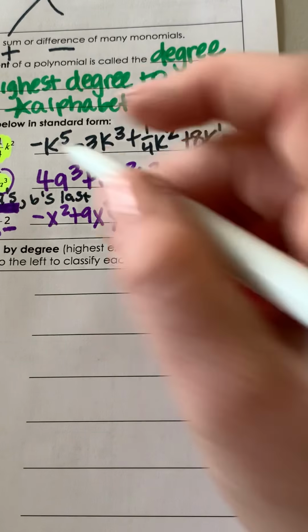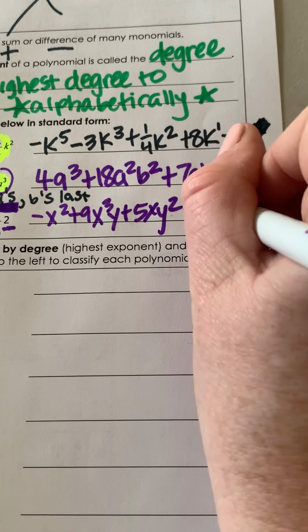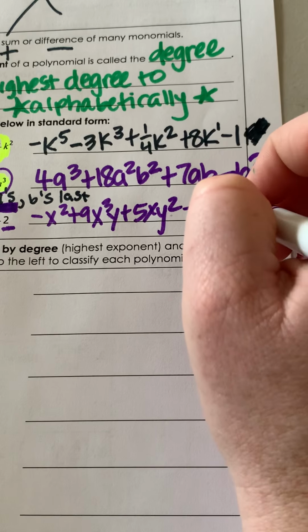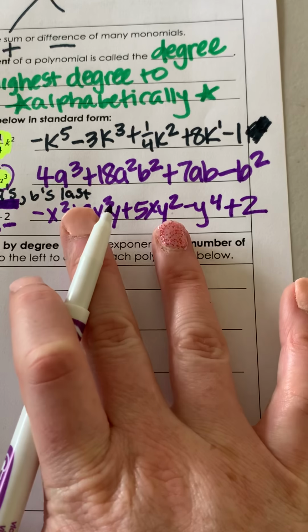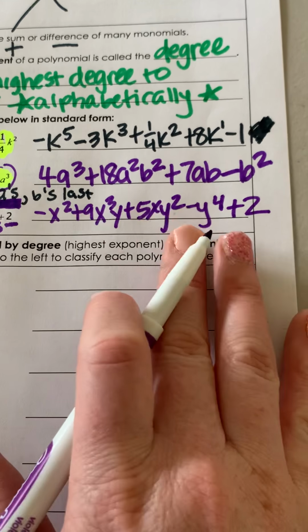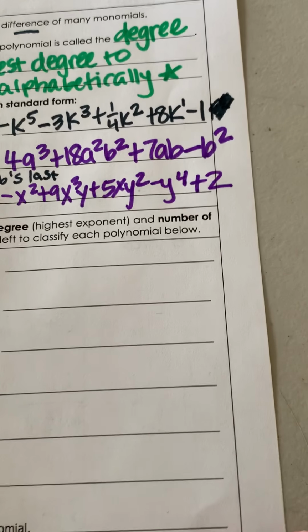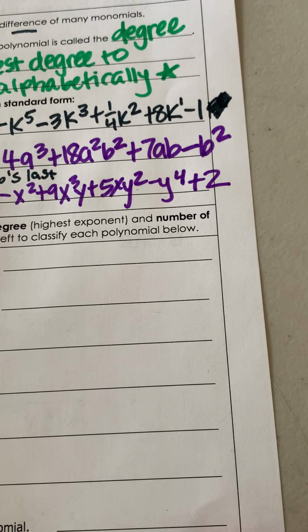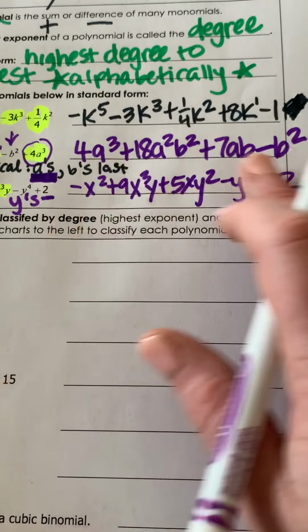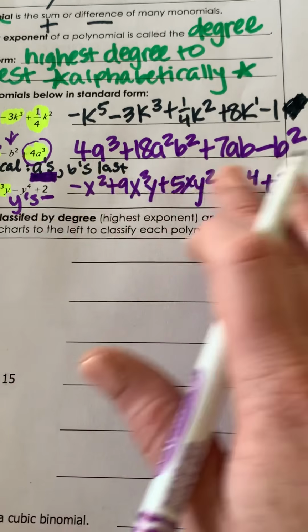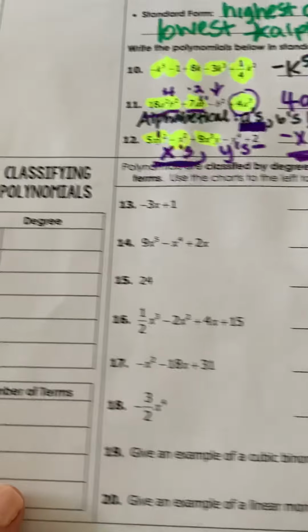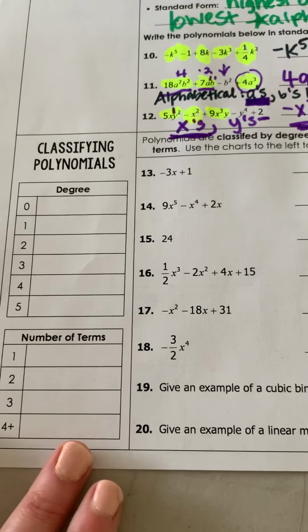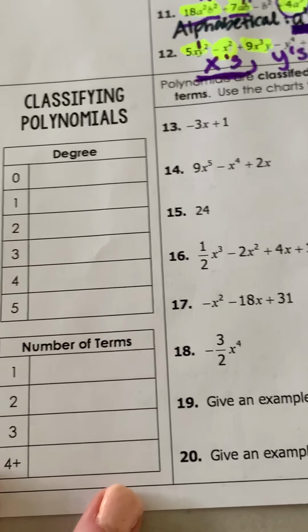Then I'm going to list the Y's, negative Y to the fourth, and then I have plus 2. Okay, so we did the X's, then the XY's, we listed the highest X first, then the Y's, then the number. Kind of a lot, but it's okay. It's going to be important when we start factoring polynomials to have them in this order. Important.